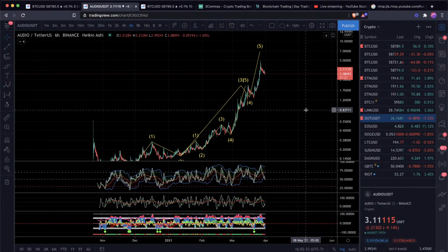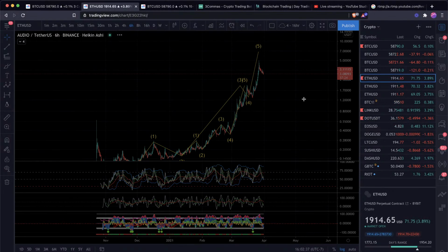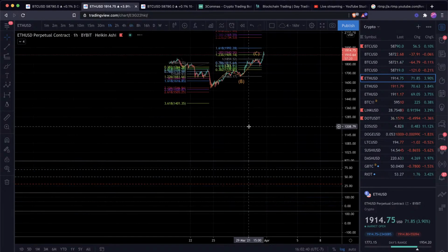Yeah, my bias would be for another leg up there. Cool. And then last, let's take a quick look at ETH. Let's scroll out.